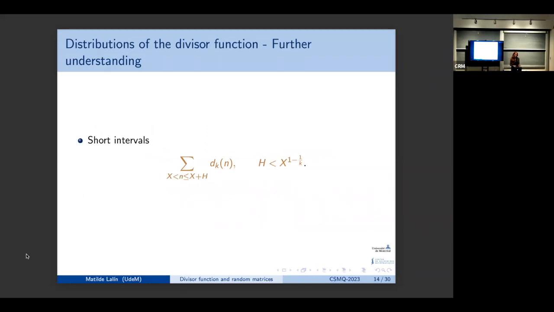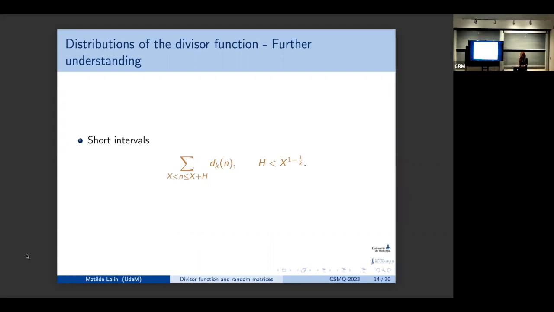If we want to push things further, there are questions that can be more precise than just the average. We could ask, for example, what happens if we take the average but only restricted to an interval, and we control the size of the interval. Obviously, if we want a better understanding, the interval should be smaller. This is what is known as the average over short intervals.